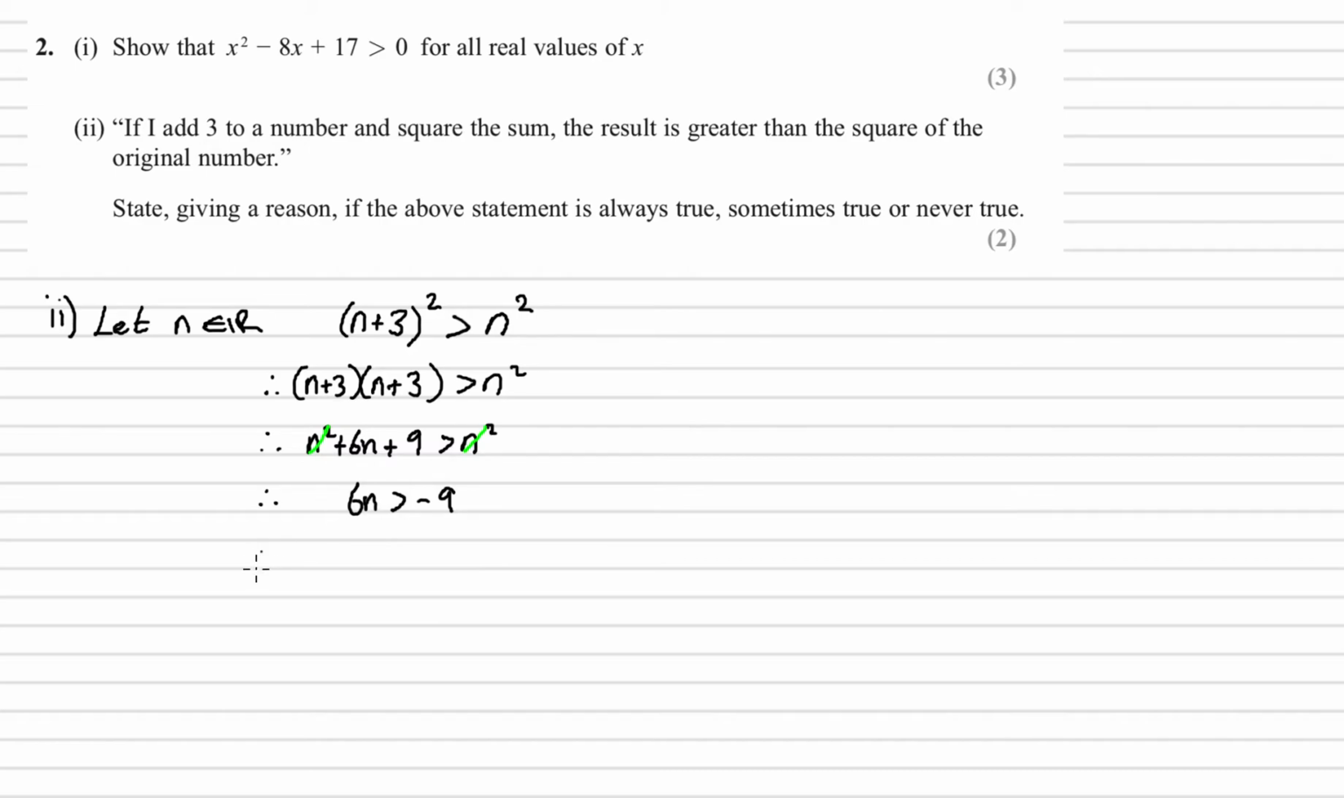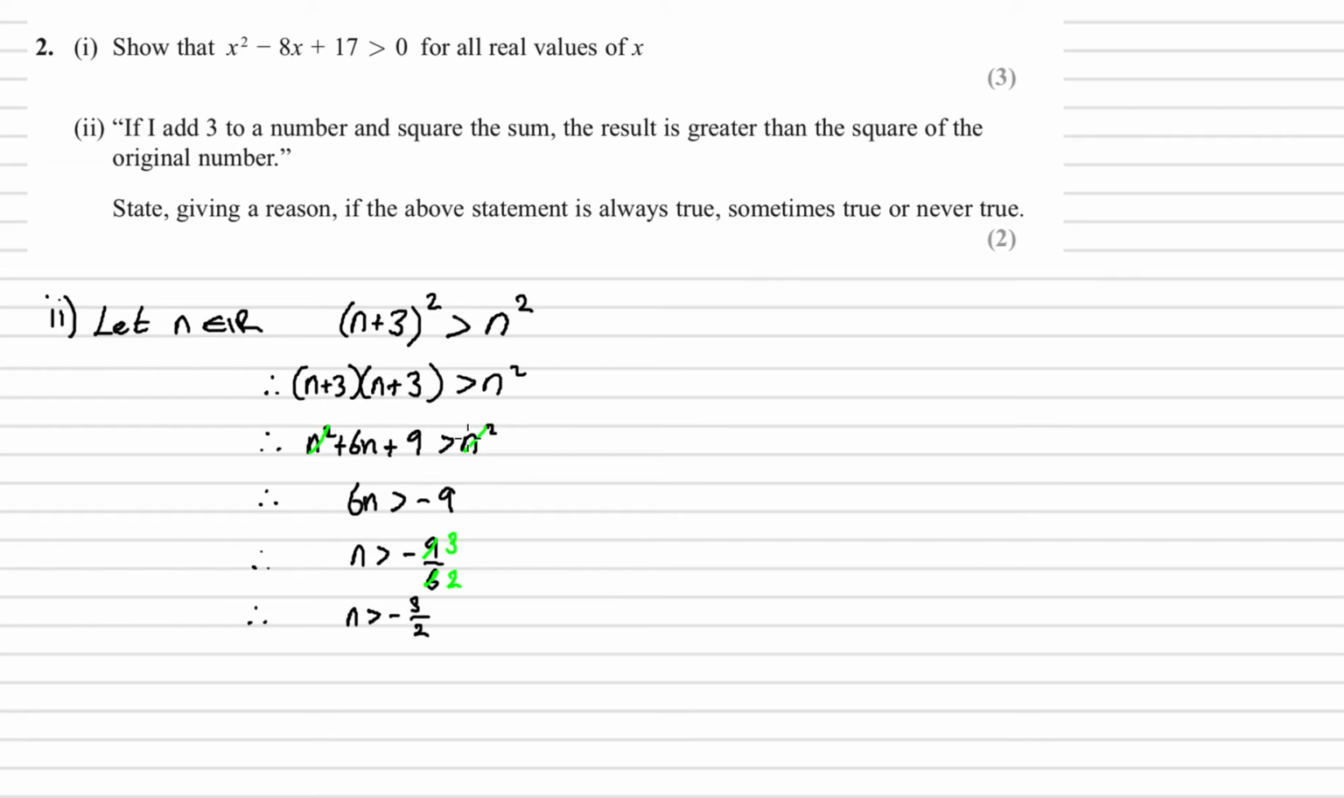Now what I can do is divide both sides by 6. So n is greater than minus 9 over 6. First thing when you see a fraction, you should think simplify. 3 goes into 9 3 times, and 3 goes into 6 2 times. So now I can simply therefore say that n is greater than minus 3 over 2.